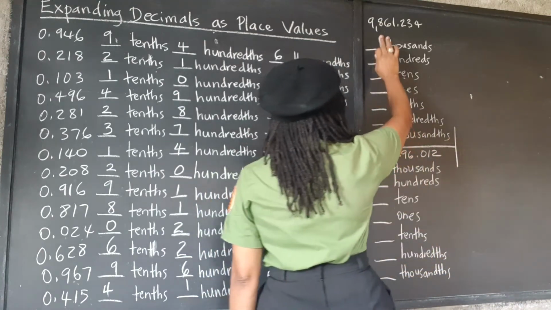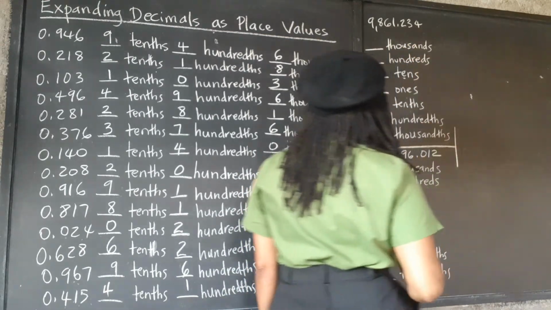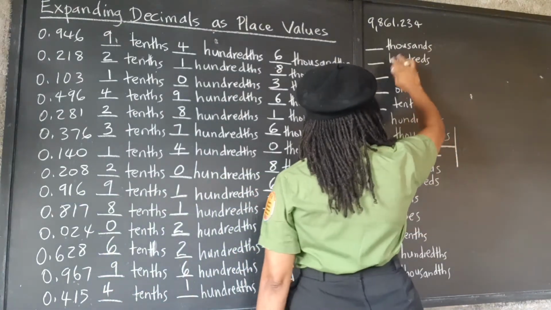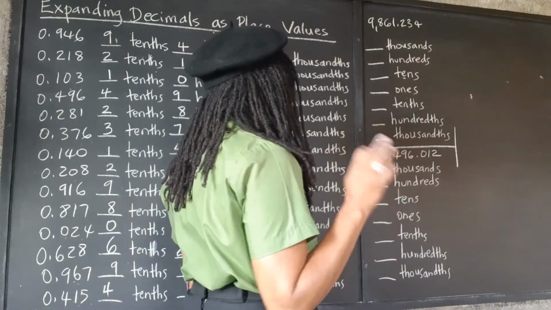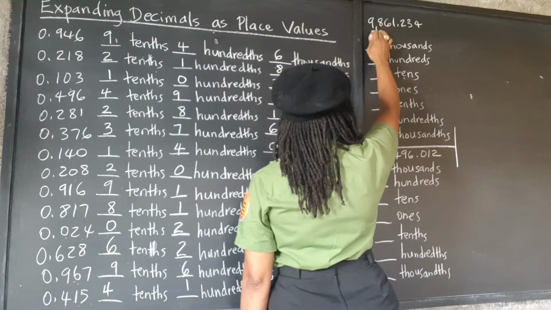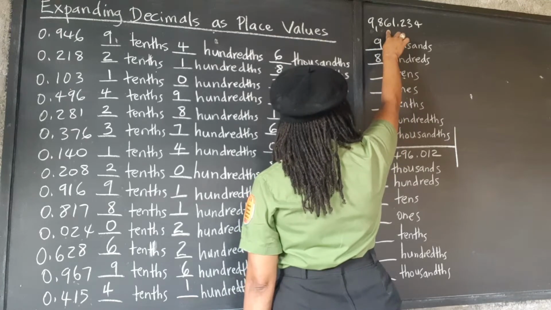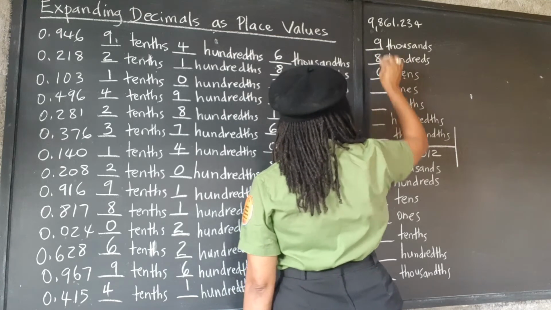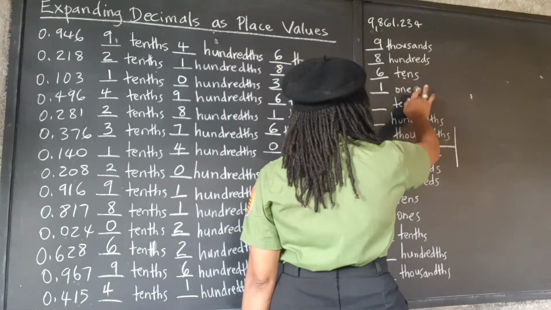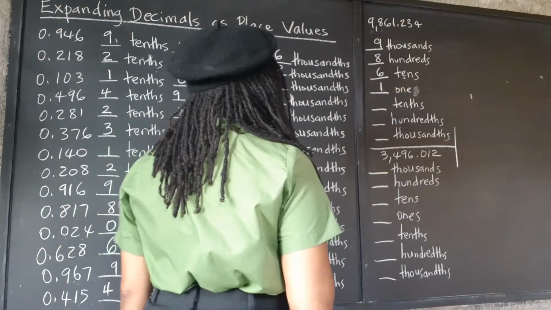So we have 9,861.234. Which number there is in the thousands place? That would be the 9. It's 9,000, and 8 hundreds, 6 tens, and 1 unit. Actually, let's make it singular. It's just 1. Okay? And now for the decimal.